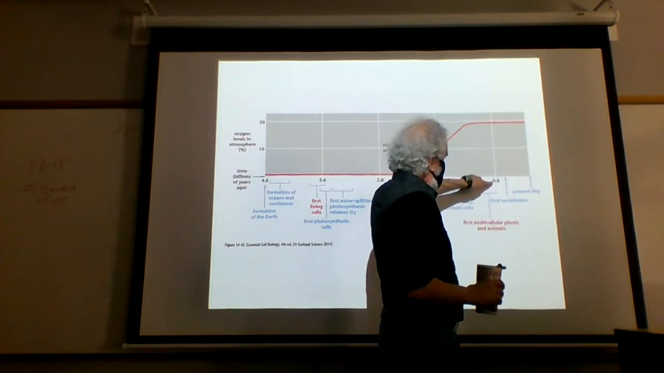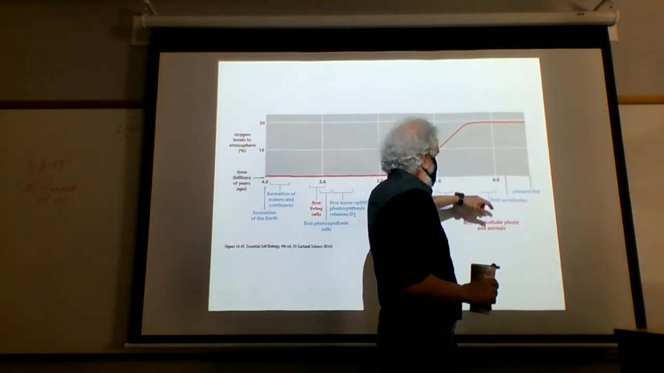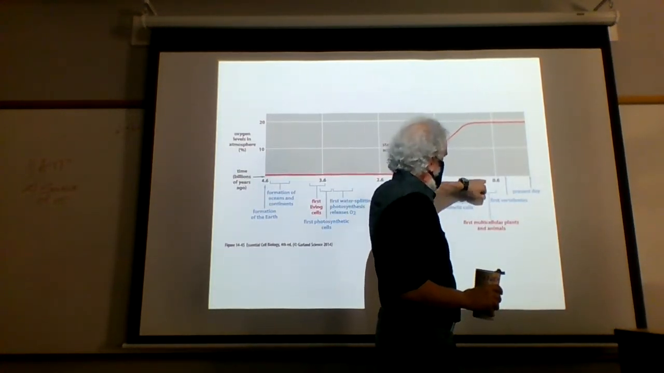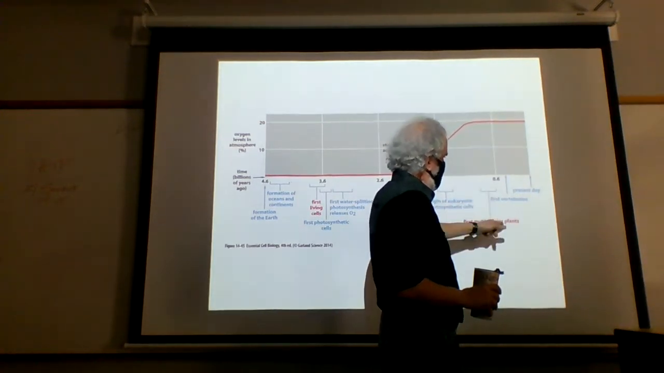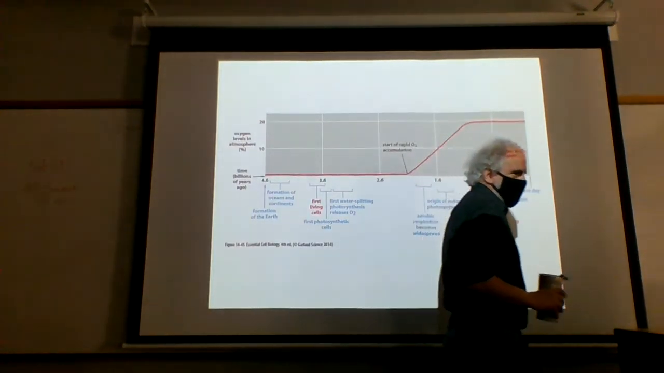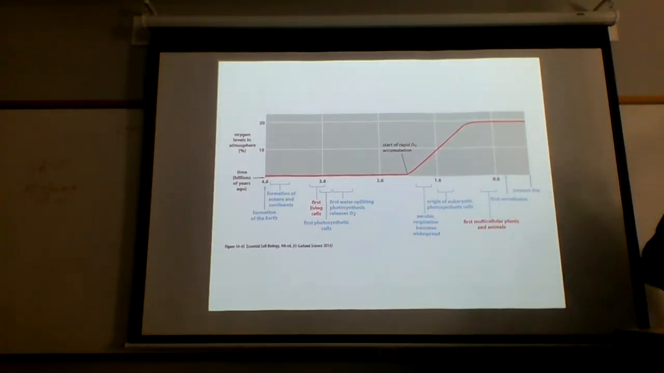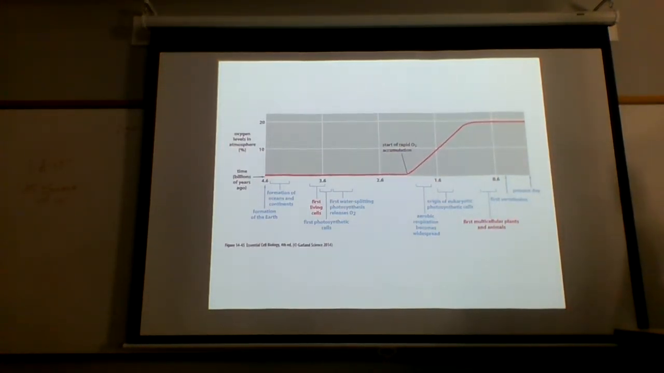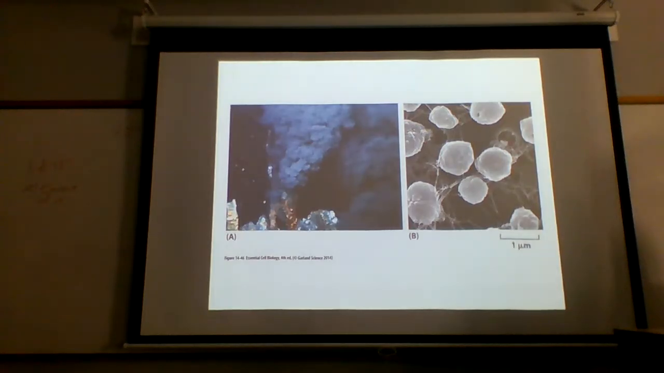And here we are with the first vertebrates coming up. First multicellular plants and animals are a little bit before that. First vertebrates are here, and that's you right there. So we can thank photosynthesis for life on this planet.